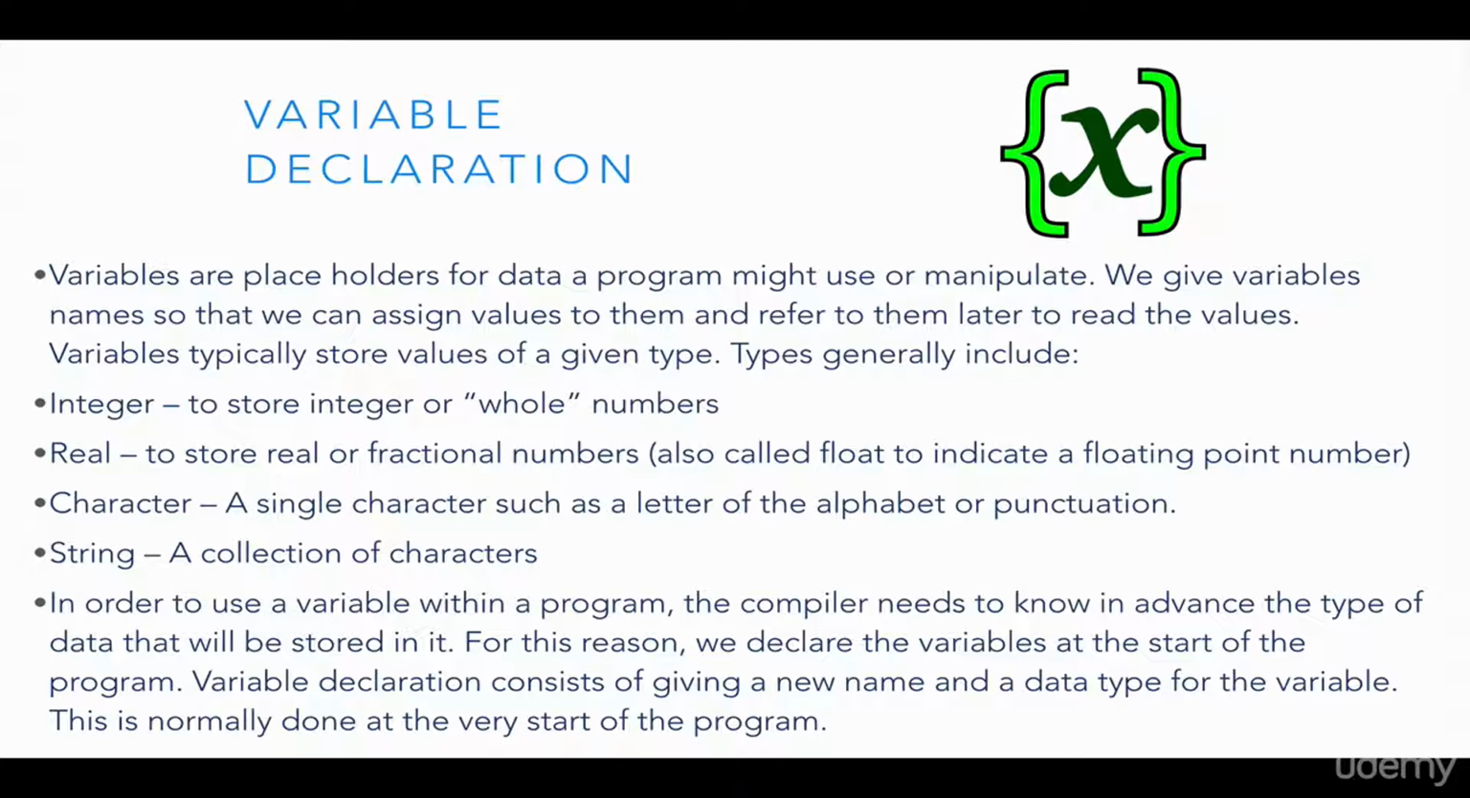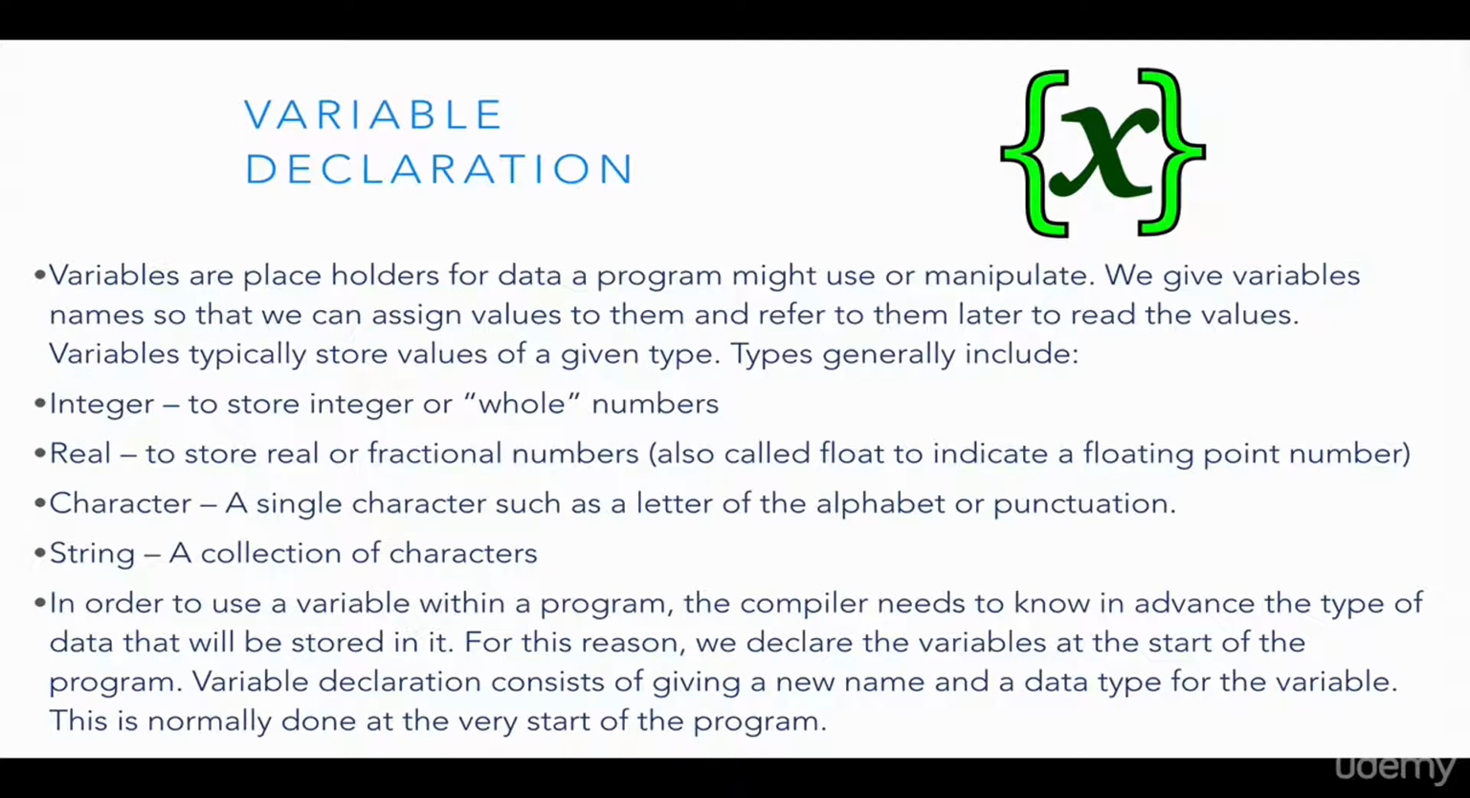In order to use a variable within a program, the compiler needs to know in advance the type of data that will be stored in it. For this reason, we declare the variables at the start of the program. This is very important. Variable declaration consists of giving a new name and a data type for the variable. This is normally done at the very start of the program.